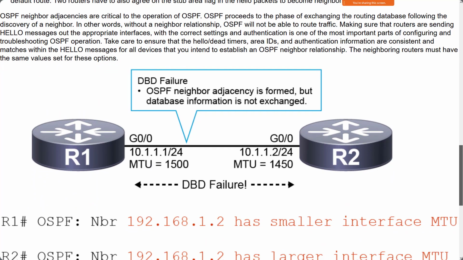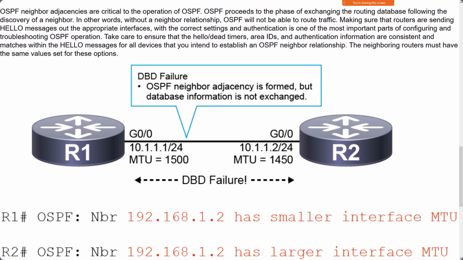OSPF neighbor adjacencies are critical to the operation of OSPF. OSPF proceeds to the phase of exchanging the routing database, followed by the discovery of the neighbor. In other words, without the neighbor relationship, OSPF would not be able to route traffic. Well, that's true, right? And that applies to BGP, that applies to EIGRP. Unless I'm a neighbor, I'm not going to exchange information, period. So the adjacency process is the most important piece to this entire communication process. We have to form an adjacency before we can do anything else, okay?